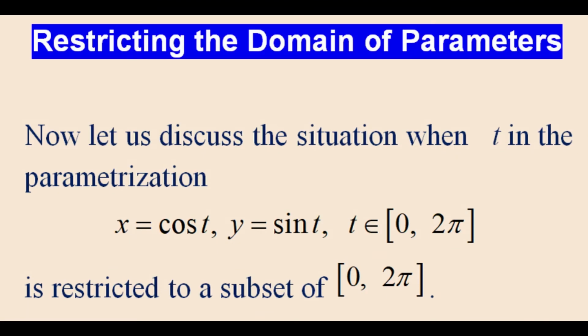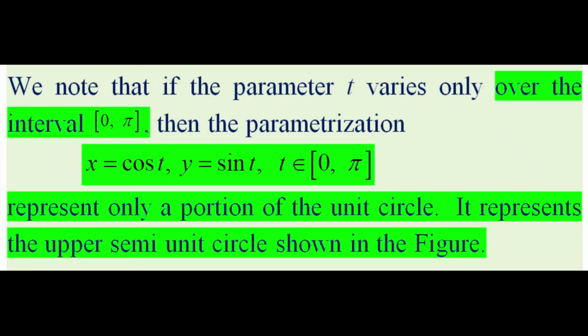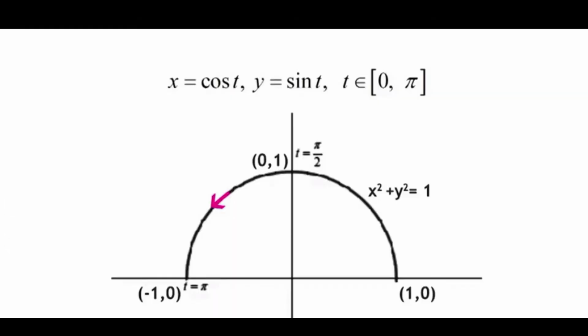Now let us discuss the situation when t in the parameterization x = cos t and y = sin t, where t varies over the closed interval 0 to pi, is restricted to a subset of the closed interval 0 to pi. We note that if the parameter t varies only over the closed interval 0 to pi, then the parameterization x = cos t and y = sin t represents only a portion of the unit circle. It represents the upper semi-unit circle shown in the figure.